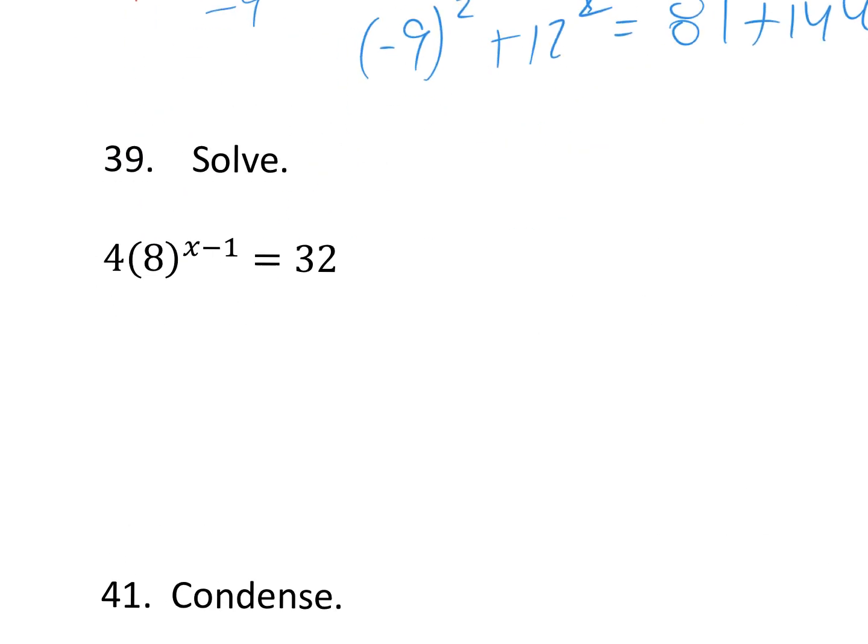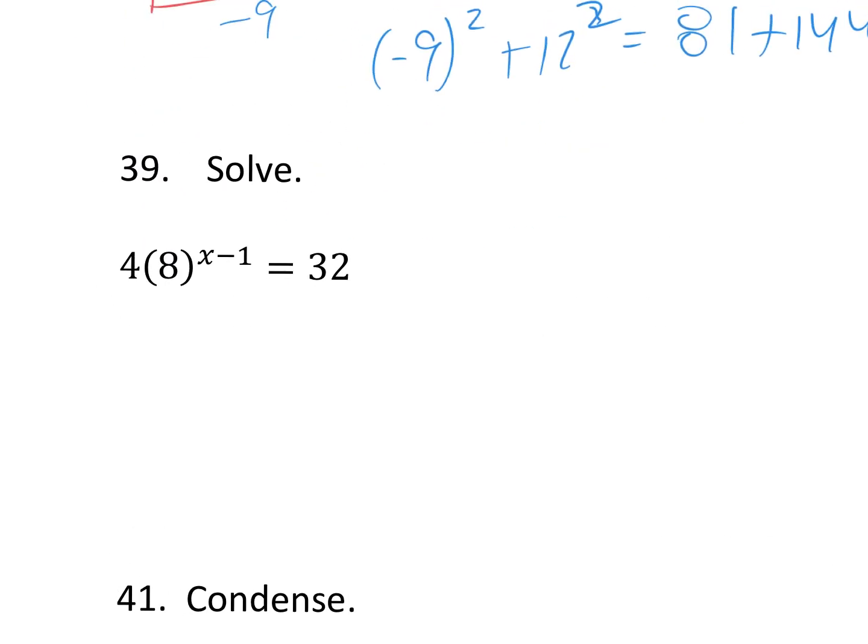All right, if we're going to solve, this is my function that I'm trying to get all by itself, right? So what do I have to do first? You want to divide both sides by 4 to get that all by itself. So I have 8 to the x minus 1 equals 32 divided by 4, which is 8, right?